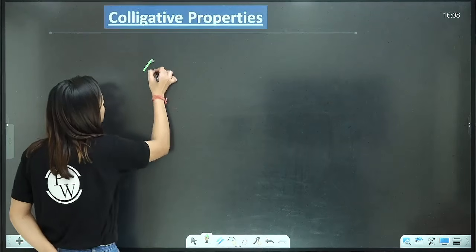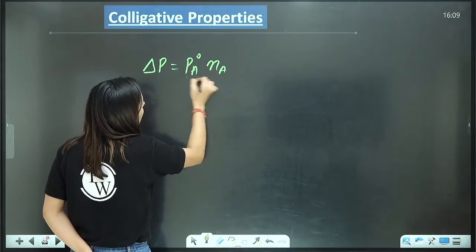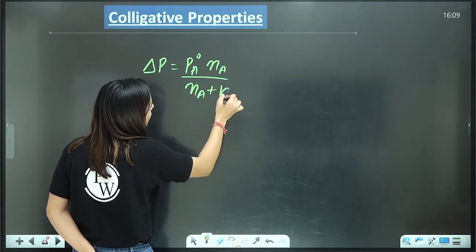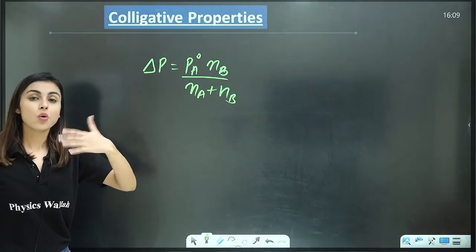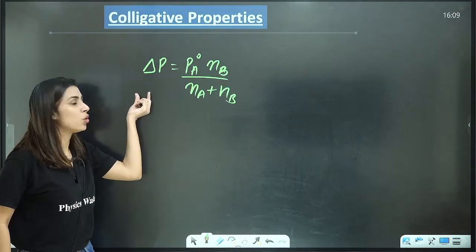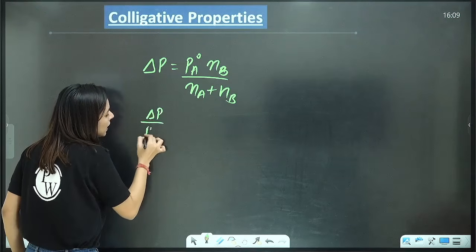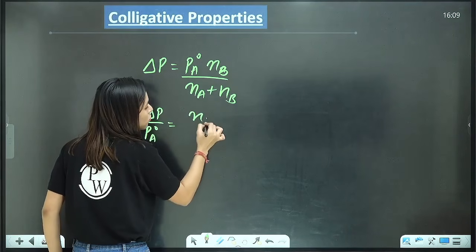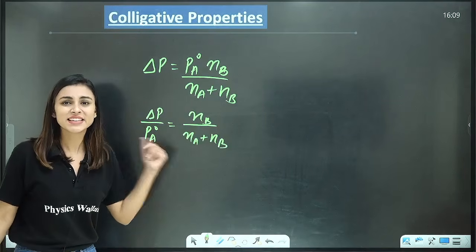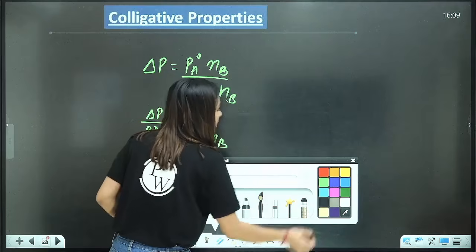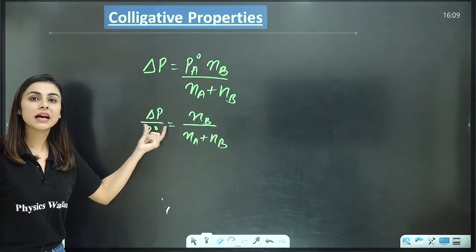Now, I know the expression: delta P is equal to PA naught times moles of A by moles of A plus moles of B. It is moles of B, my dear students. What if I bring this PA naught down? So I am writing delta P by PA naught. This will be equal to moles of B by moles of A plus moles of B. Now, this expression has a different name.